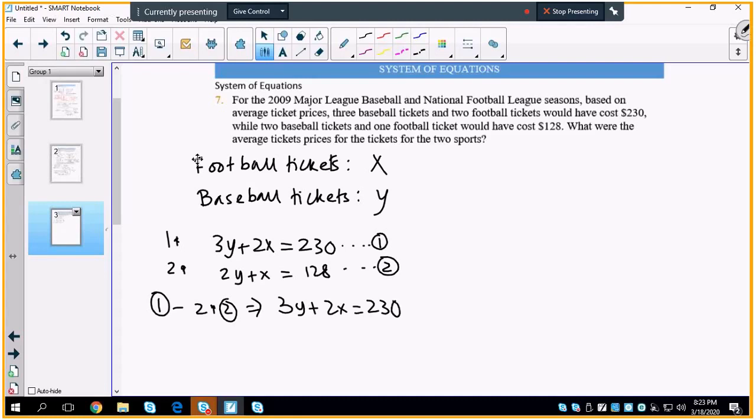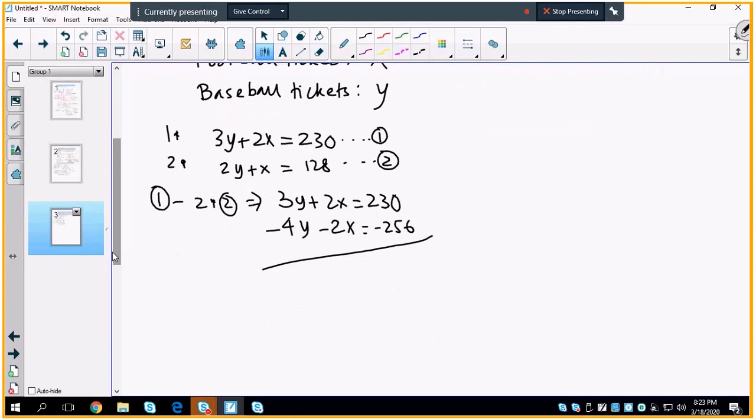I just multiplied by 1. But the second one, you get 4y, you are subtracting. You get 2x, you are subtracting. And you get negative 256. So the x is getting eliminated. So I get minus y equal to minus 26. So y is 26. So at once, I have found out what is the baseball ticket's average price. It's around $26.